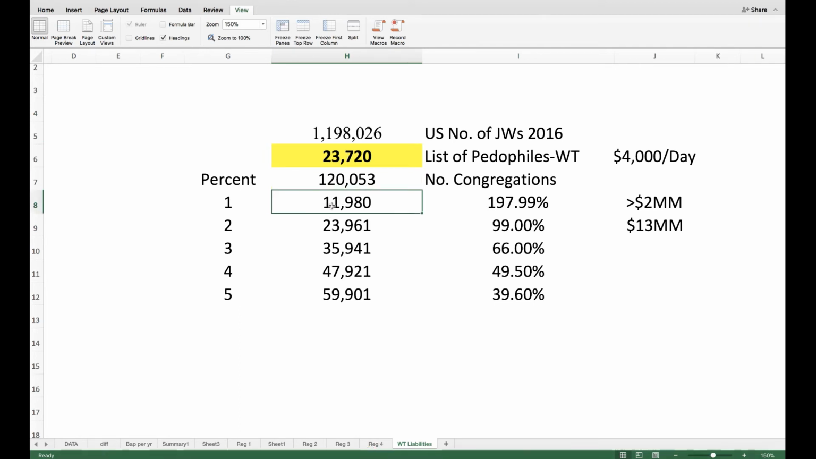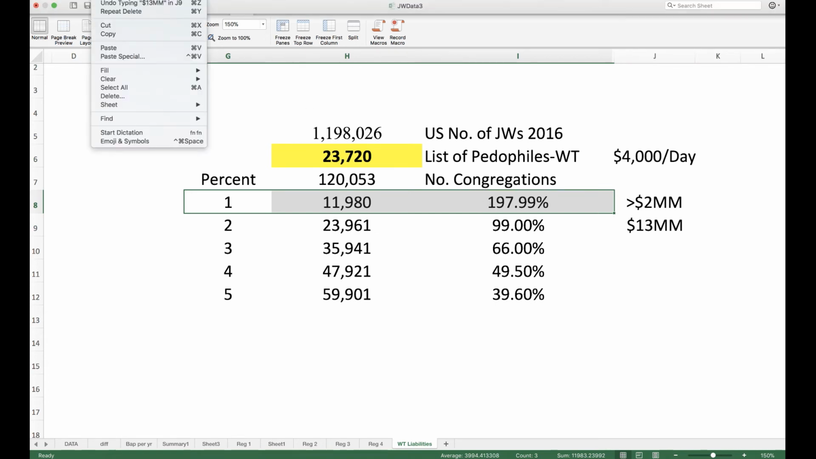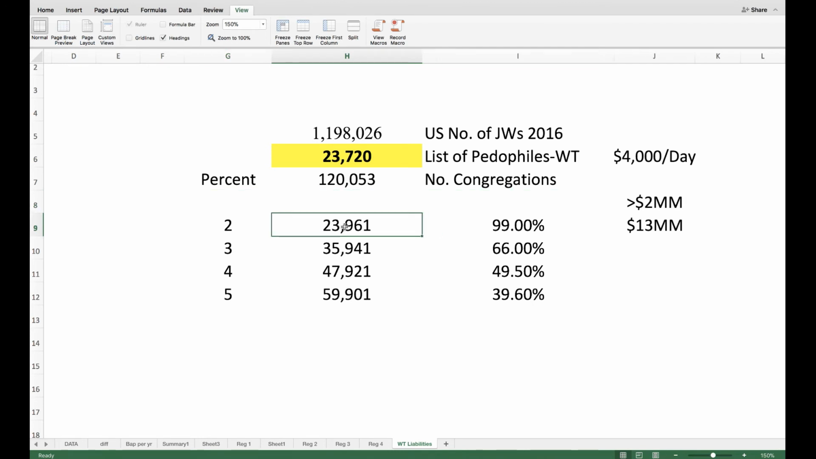Now, getting back to the numbers here, I doubt the 1%, because they already have a list of 23,720. So this, I think we can disregard as understating the matter in Watchtower. So at best, Watchtower has tallied up all of the pedophiles in the Jehovah's Witnesses, that they've got a tally of every pedophile. I doubt that's true, because I just don't think that they have that. Who's going to volunteer that information? Especially a pedophile that has not been caught yet.